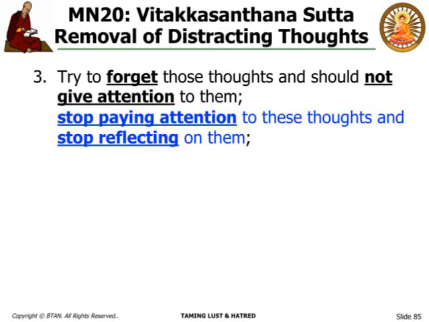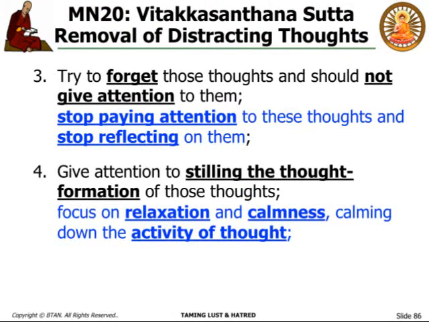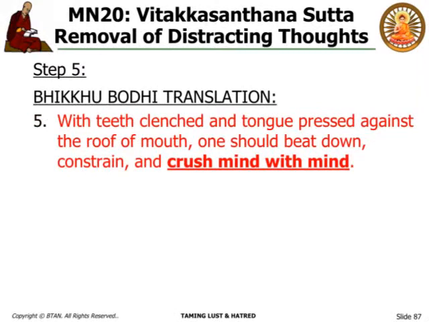And if that still doesn't work, the next one is to give attention to stilling the thought formation of those thoughts. Now that is a bit difficult to appreciate. But what my teacher pointed out is to focus on relaxation and calmness, calming down the activity of the thought. That means when your thoughts are arising, just calm down and observe how it arises, what arises and fades away. Just observe what is arising and just relax. So basically it's about relaxing and calming your thoughts. Now, these four are fairly straightforward. Then if that still doesn't work, the Buddha offered the final one, the fifth one.